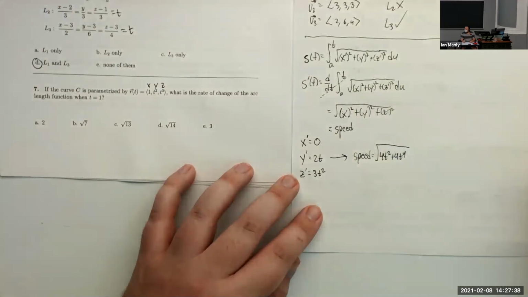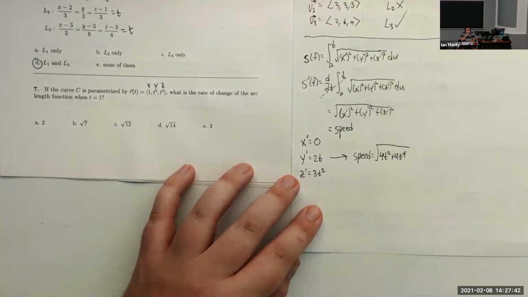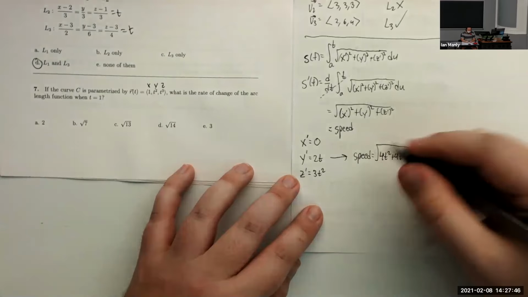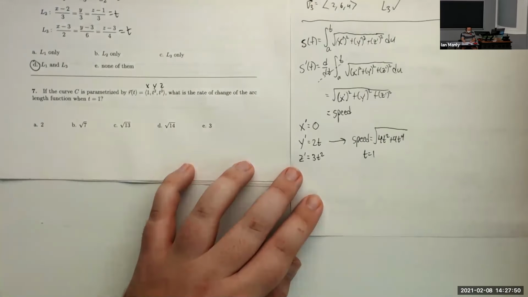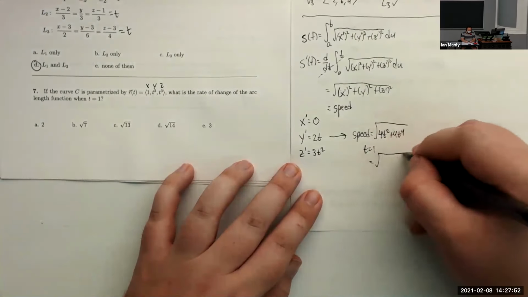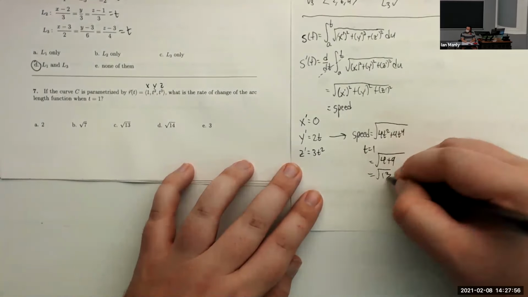And they didn't even really, wow, what am I trying to say here? Yeah, they're not even asking for this function. That's what I was going to say. They just want to know what it is at 1. So if we plug 1 in here, we have 4 plus 9, giving us the square root of 13 right here. So the square root of 13.